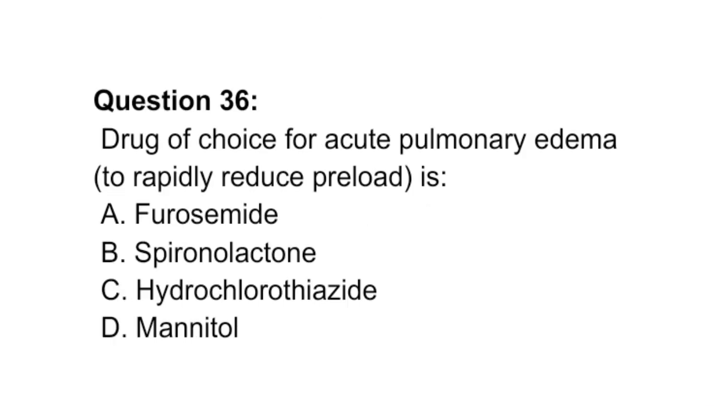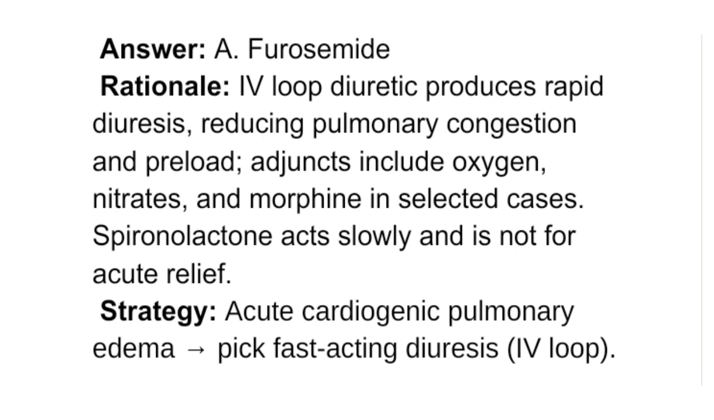Question 36. Drug of choice for acute pulmonary edema, to rapidly reduce preload, is: A. Furosemide. B. Spironolactone. C. Hydrochlorothiazide. D. Mannitol. Answer: A. Furosemide. Rationale: this loop diuretic produces rapid diuresis, reducing pulmonary congestion and preload. Adjuncts include oxygen, nitrates, and morphine in selected cases. Spironolactone acts slowly and is not for acute relief. Strategy: for acute cardiogenic pulmonary edema, pick fast-acting diuresis, a loop.